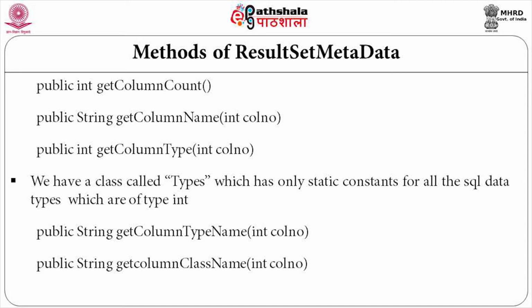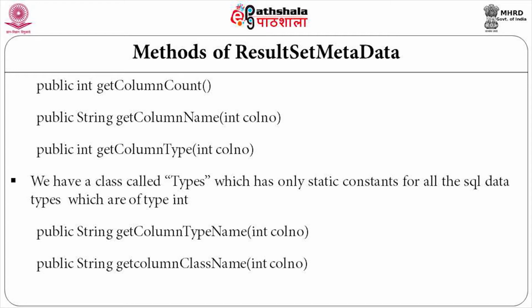It's metadata, which is information about the columns of the result set. So once you have obtained a result set object, you can use getMetaData to get an instance of ResultSetMetaData, and then see how we obtain information about all the columns in this result set. Let's switch to the methods of ResultSetMetaData. First, you'll be interested in knowing how many columns we have. For that we have a method called getColumnCount, which returns an integer value.